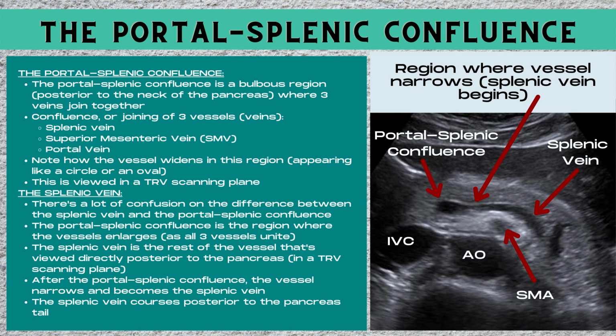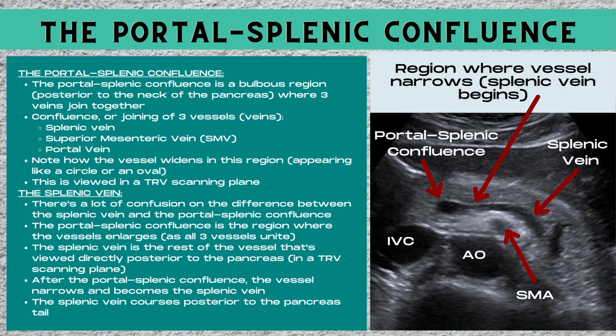The last thing to talk about when imaging the pancreas is the confusion that occurs over the Portal-Splenic Confluence. The Portal-Splenic Confluence is a bulbous region, and it's going to be posterior to the neck of the pancreas. And this is where 3 vessels or veins join together. Confluence means joining. And these 3 vessels are the splenic vein, the superior mesenteric vein, also known as the SMV, and the portal vein. Note how the vessel widens in this region. It appears like a circle or an oval, and that's because all 3 of those vessels are joining within this region, and this is viewed in a transverse scanning plane.